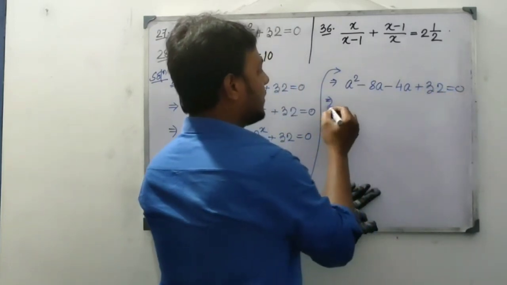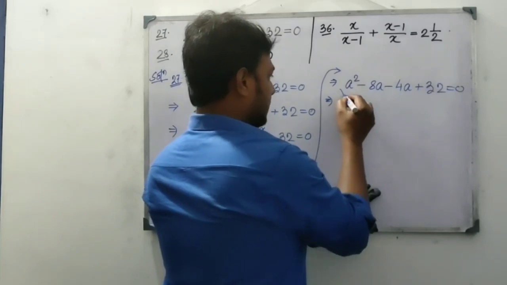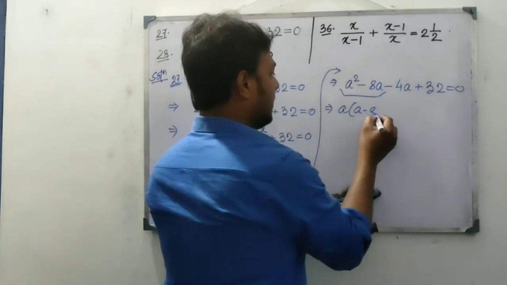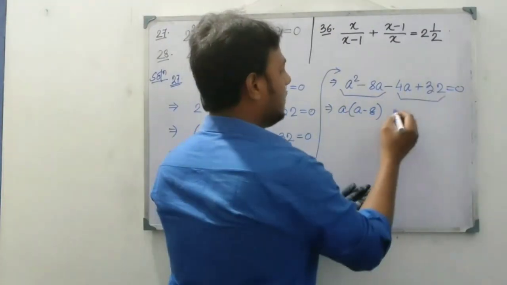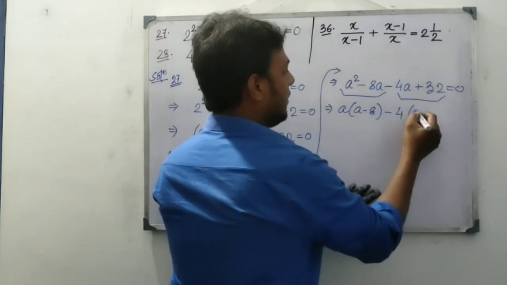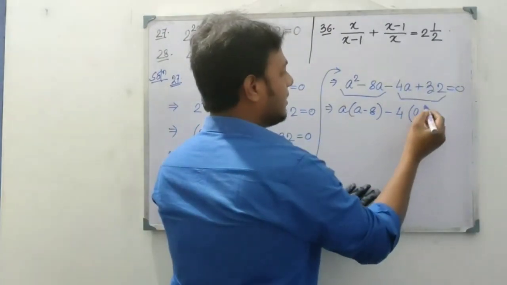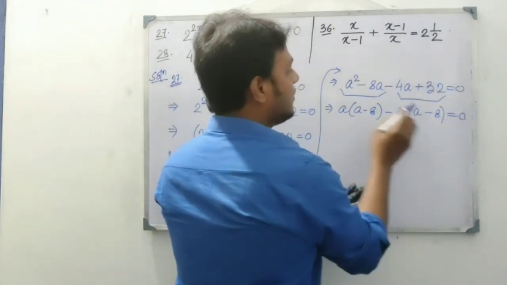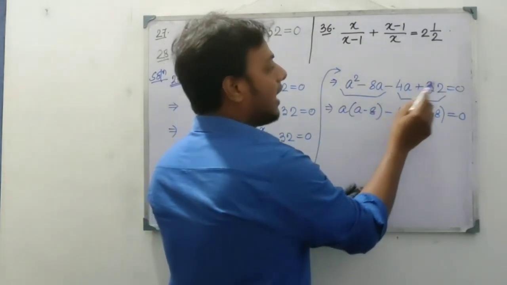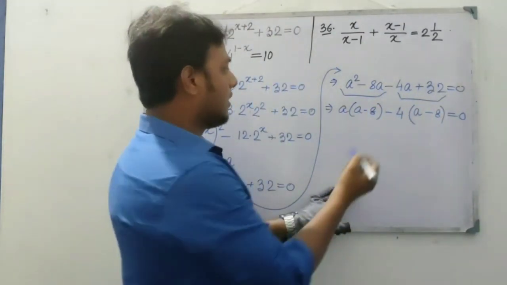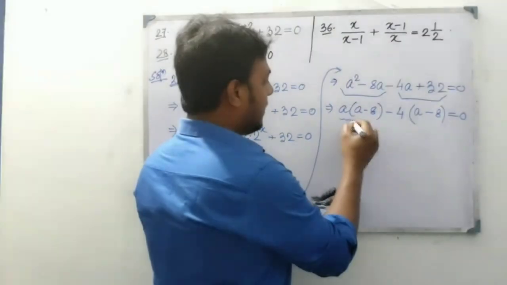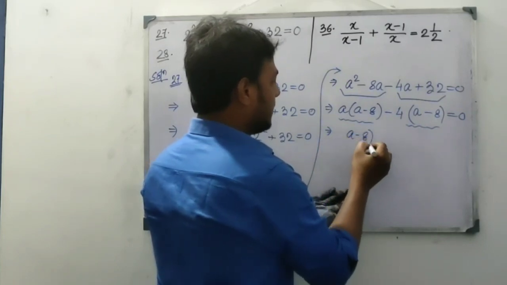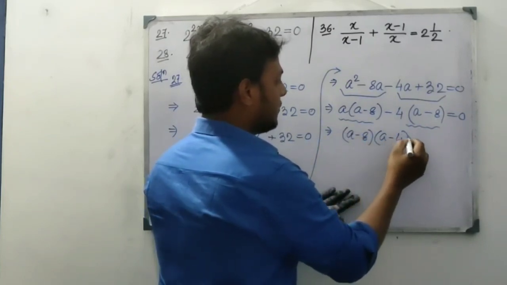Now take common a from the first two terms. Then it will be a minus 8. And from the second two, take common minus 4. From the first term, a is left, and from the second term, minus 8 will be there. Why? Since we have taken common minus, all the signs after the term will be changed. Now this is converted into 2 terms. So take common a minus 8. Then the rest term is a minus 4 equals to 0.